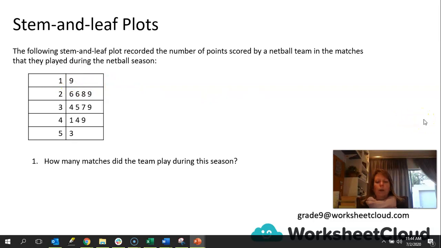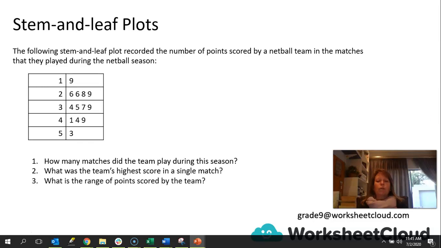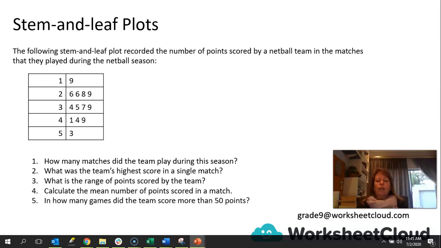But let's go and see what we have to do. We have to find out how many matches the team played during the season. We have to find out what the team's highest score in a single match was. We need to find out what the range of points scored by the team is on this data. We need to calculate the mean number of points scored in a match, and we'll go over exactly the meaning of that. And we need to find out in how many games the team scored more than 50 points. So let's go through it one by one.